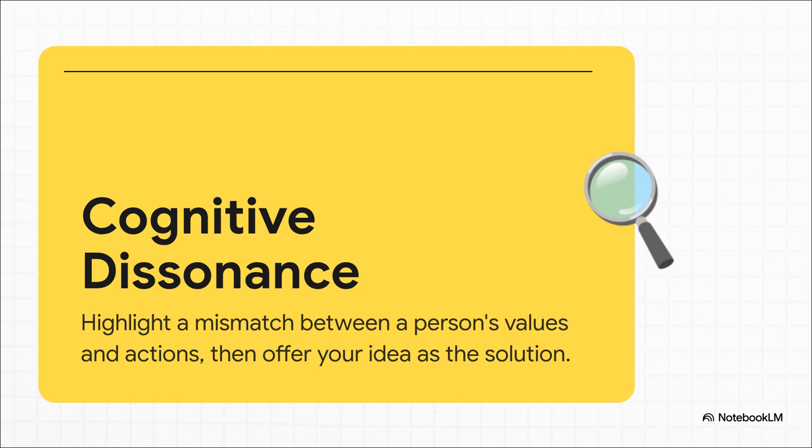So your job as a persuader is to point out that little mismatch. Like, hey, you're all about saving money, right? But you're totally overpaying for your phone plan. And boom, once you've created that tension, you offer your idea as the easy way to fix it.